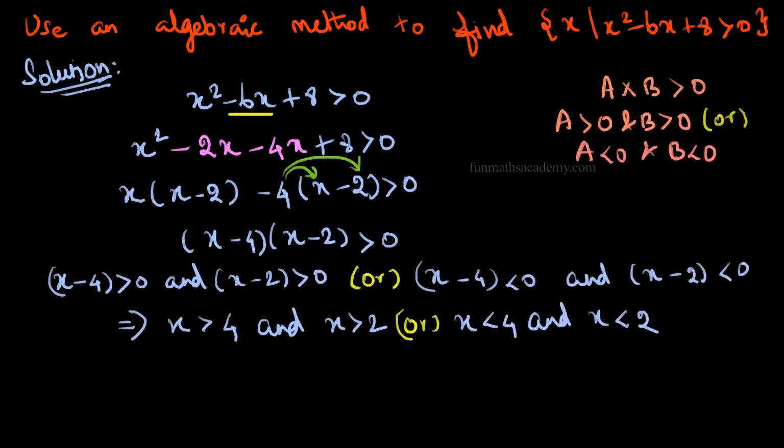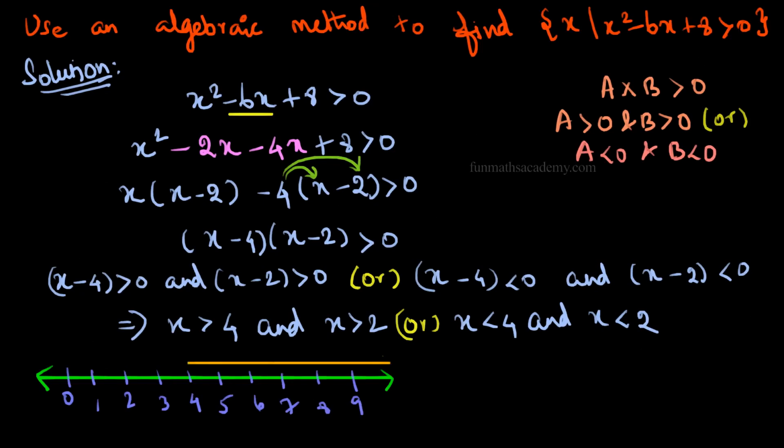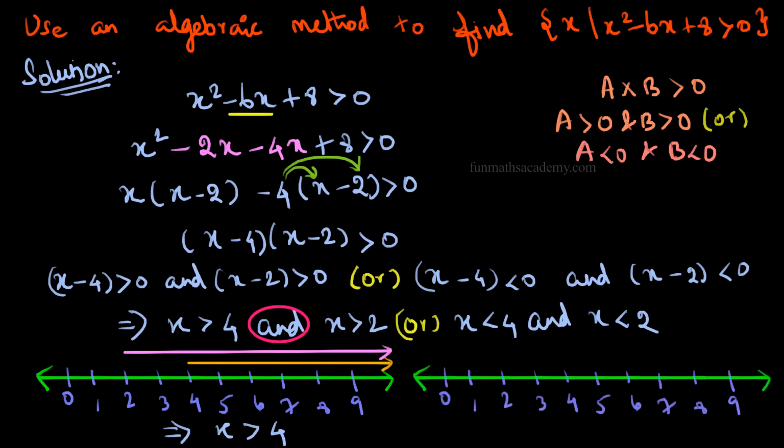To check further, let us draw a number line and denote these values there. Now since x is greater than 4 and x is greater than 2, the values common between these two intervals will be the solution. Keep in mind that whenever you get the term 'and', in such cases, only the common terms will be considered. So for the first set, we get the interval x is greater than 4, and for the other set, x less than 4 and x less than 2, we get the common interval as x is less than 2.